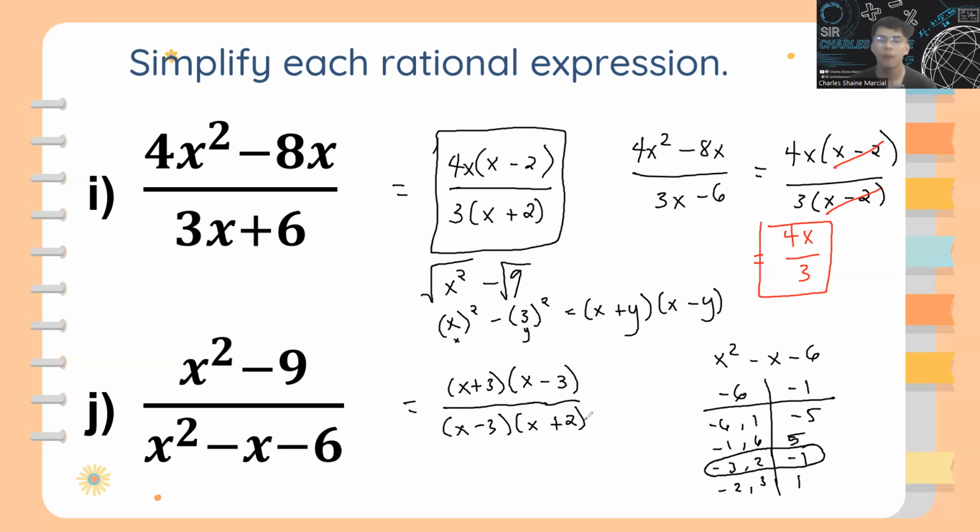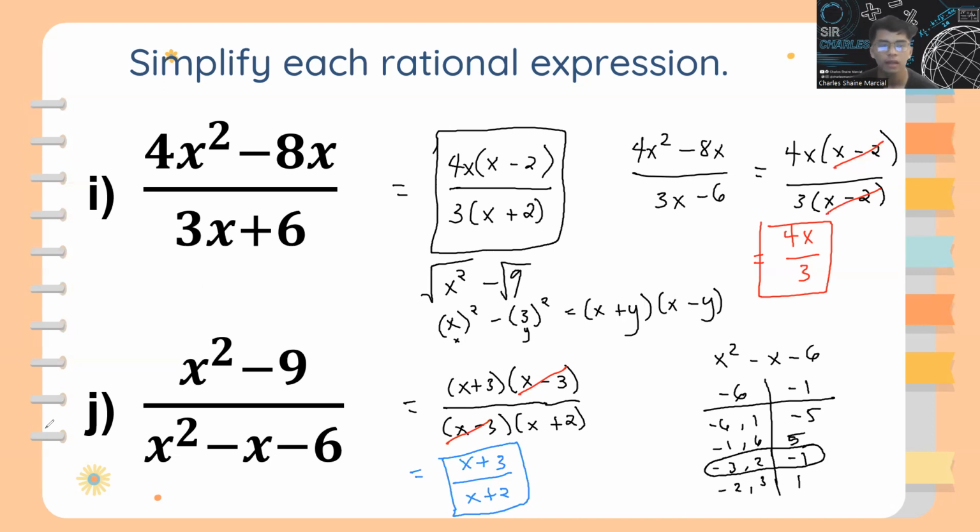Question, meron na bang common factors? Yes, meron. We have x minus 3 from numerator and x minus 3 from the denominator. And our final answer will be the remaining values, which is x plus 3 over x plus 2. That's the final answer. Okay?